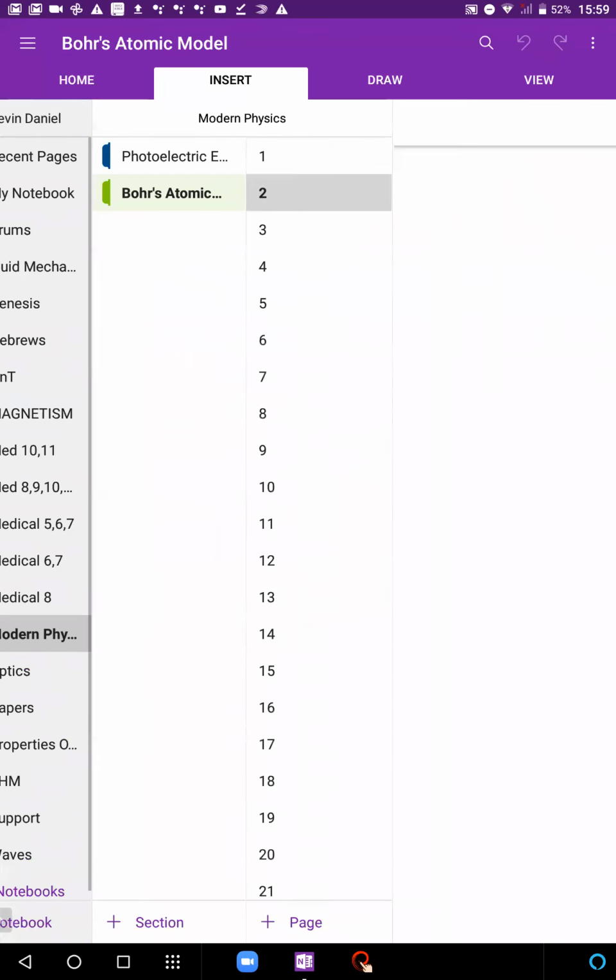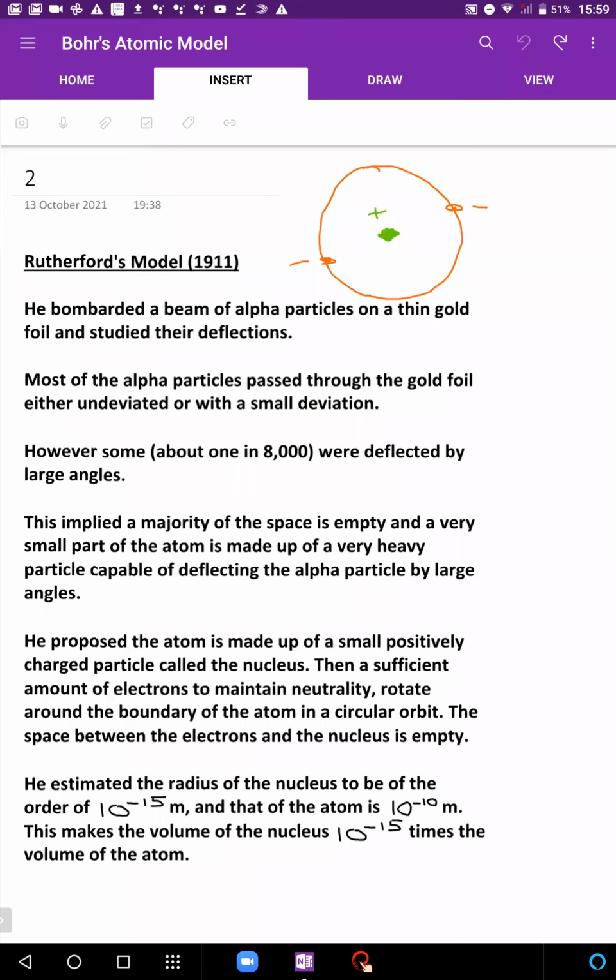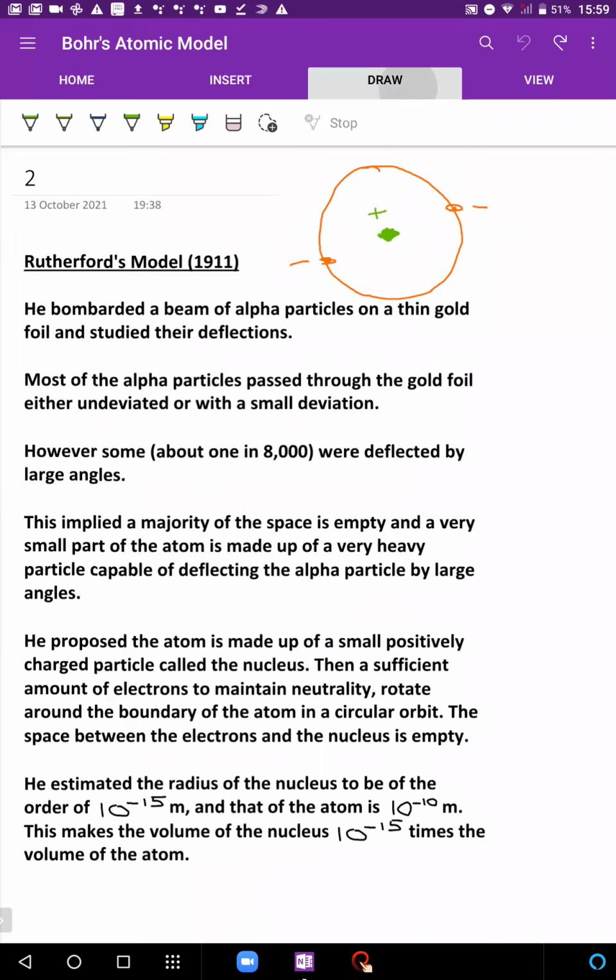As a result of his experiment, he saw that most of the alpha particles pass through the foil either undeviated or with small deviations. However, some, about 1 in 8,000, just giving you values, you don't need to remember these, but a very small amount were deflected by very large angles. So with this, he concluded that since the majority pass through undeflected, a majority of the space should be empty.